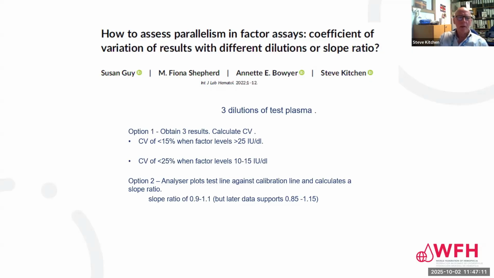Think about troubleshooting. Some analyzers give us slope ratio calculations, and there are different approaches to this, but you can see on the slide the kind of ranges that should be considered acceptable, probably 0.85 to 1.15. Outside of this, we've not got parallelism. Some differences are occurring between the results in the three dilutions. We should troubleshoot. Next slide, please.